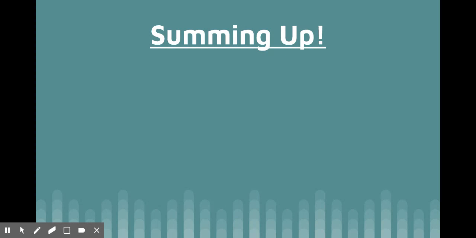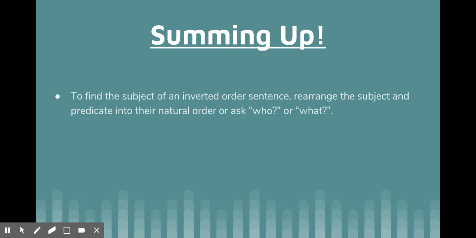Okay, let's take a minute, just do a quick little review. To find the subject of an inverted order sentence, you're going to rearrange the subject and predicate into their natural order and ask who or what. And then the subject of imperative sentences is always, always, always understood to be you.